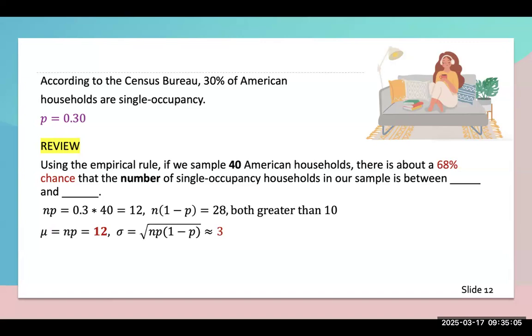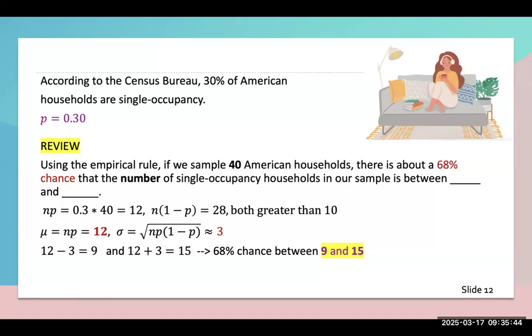The standard deviation is the square root of the sample size times the probability of success times the probability of failure. So we're going to put all of that into the calculator and it's about 3. So we know what the mean is and we know the standard deviation. 68% means we add and subtract one standard deviation. So if we subtract 3 from our mean and add 3 to our mean, we get the numbers 9 and 15. So there's a 68% chance that the number of single occupancy households in our sample is between 9 and 15.